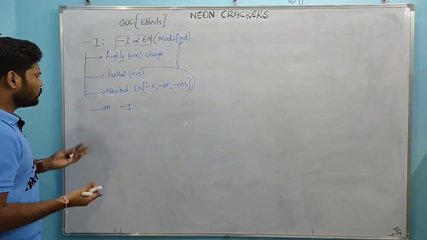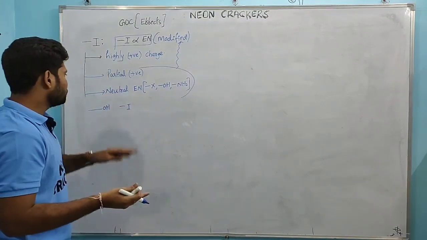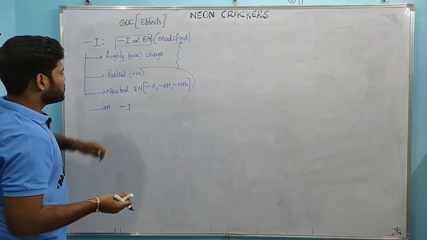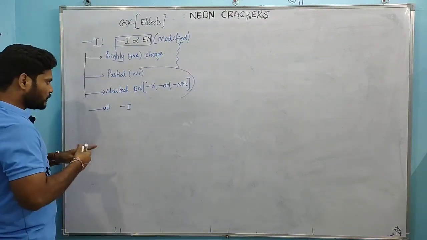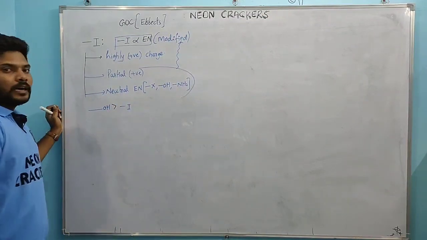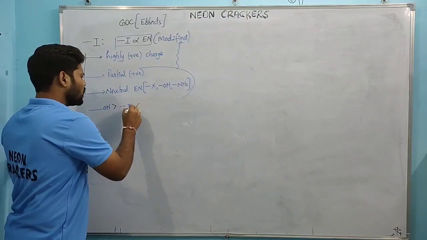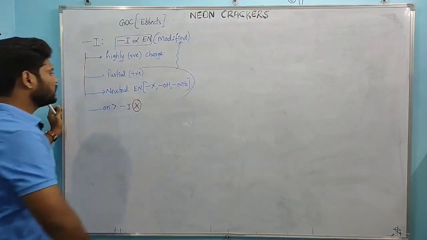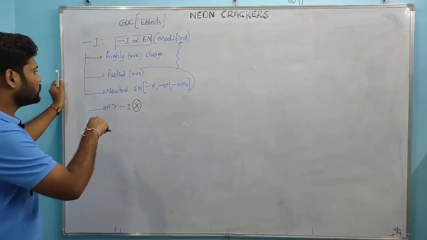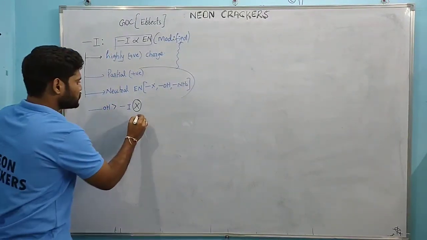So you may say OH is more electronegative than iodine, and therefore has more minus I effect. So we may expect the order OH is greater than iodine. Wrong, absolutely wrong in minus I. We are discussing minus I, modified electronegativity.